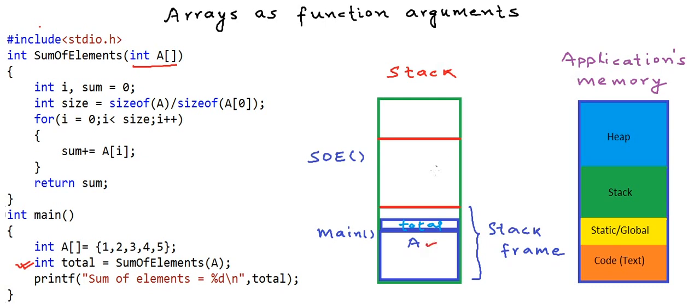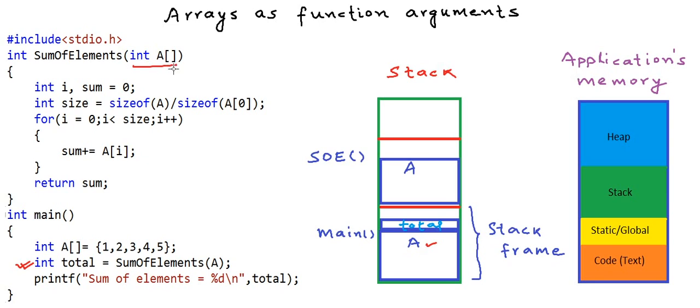What happens when we make a function call is that the value of the variable in the calling function is copied to the variable in the called function. So ideally we should have one more A local to the function sum of elements, and the value of A should be copied into this parameter A. So we would have another array named A taking 20 bytes in the stack frame of sum of elements, and it would have the same elements as the array A in the calling function main. But actually this doesn't happen.